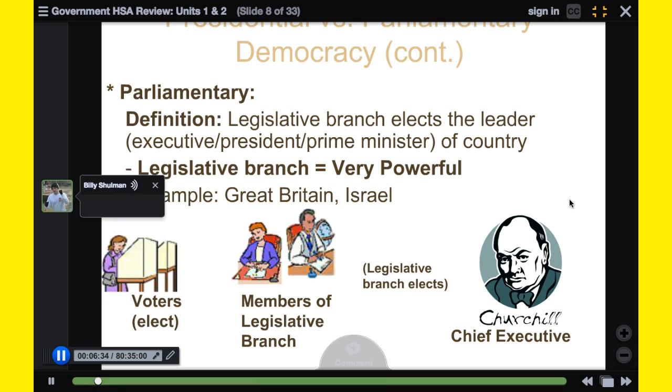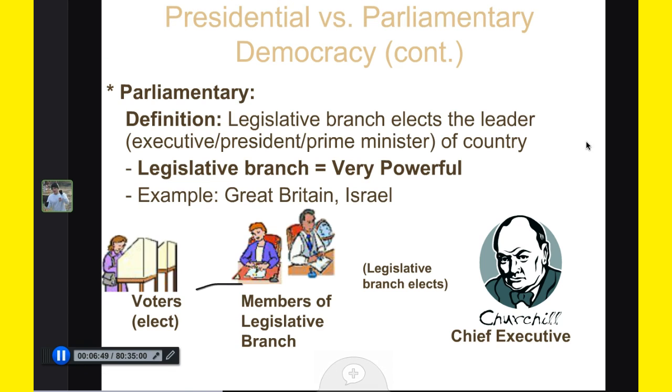In a parliamentary democracy, the legislative branch here has a tremendous amount of power. What happens here, first, voters go to the polls and they elect people. And the people they are electing are the legislative branch. After the legislative branch is elected, the legislative branch then decides who is going to be the chief executive. Now you'll notice here the voters only vote once. The voters only vote for the members of the legislative branch. And the legislative branch votes for the chief executive, whether he or she is a prime minister or a president.